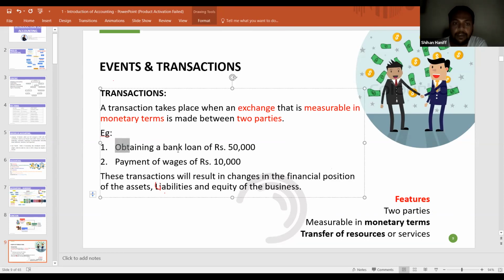Examples are obtaining a bank loan, payment of wages, payment of electricity, investment of capital. This will result in a change in the financial position of assets, liabilities, or equity. So if a transaction happens, there is a change in the asset, liability, or equity. That is where we derive the accounting equation.